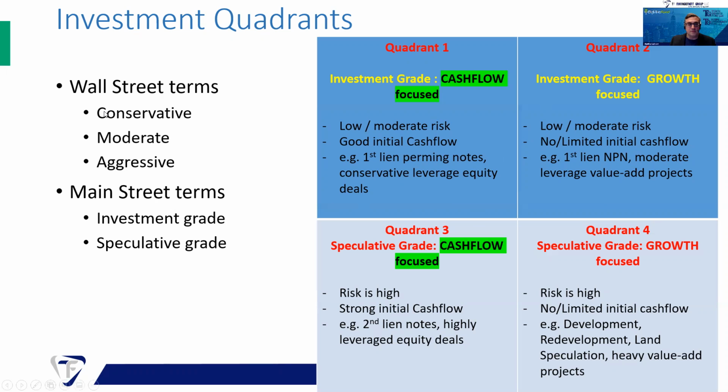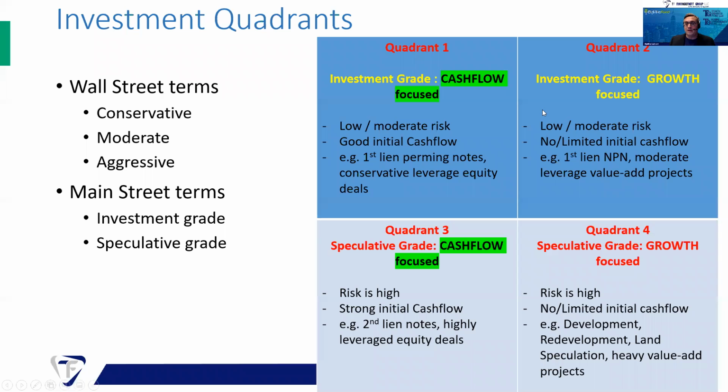So Wall Street has the terms of conservative investing, moderate, aggressive. The Main Street terms, or the terms I like to use, is called investment grade or speculative grade. So quadrant 1 and 2 are the deals that are generally speaking low to moderate risk. These are investment grade deals. And typically quadrant 3 and 4 are speculative quadrant deals. There's more risk associated with these deals. That's why they fall into quadrant 3 and 4. Quadrant 1 and 3 are your income focused deals or cash flow focused deals. And quadrant 2 and 4 are your growth quadrants.